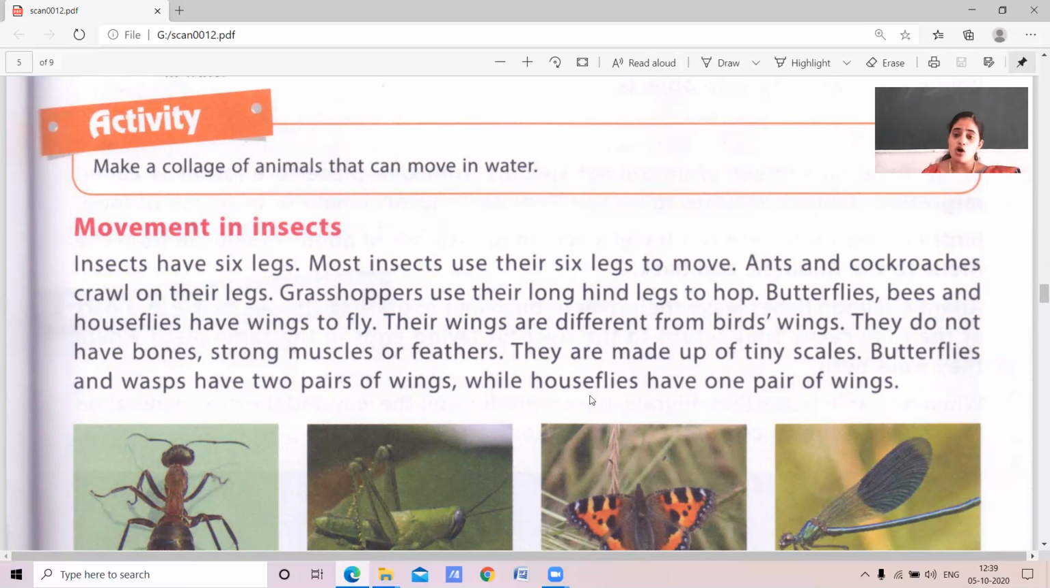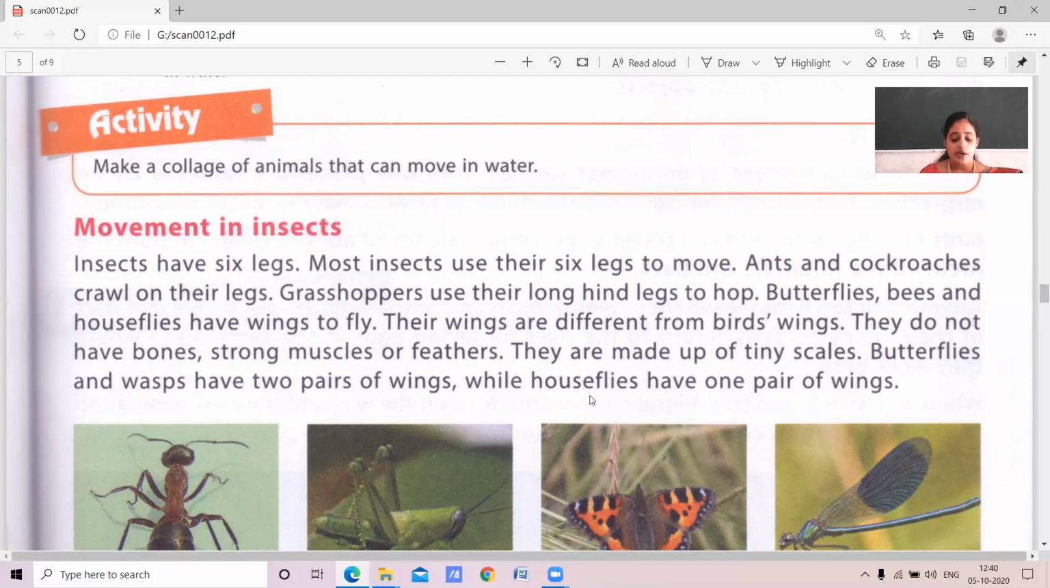Then ants and cockroaches crawl on their legs. You have seen the ants and the cockroach. They will crawl on their legs. They will move from one place to another place with the help of the legs, children. Okay. Grasshoppers use their long hind legs to hop. You have seen the grasshopper. It will hop from one place to another place. How? They use their long hind legs for hopping.